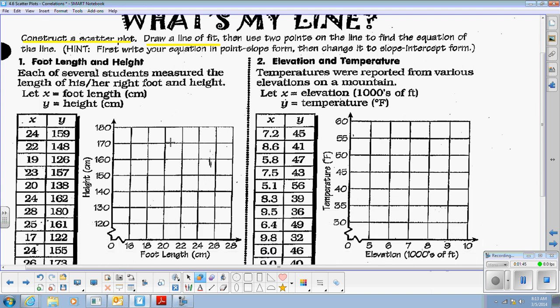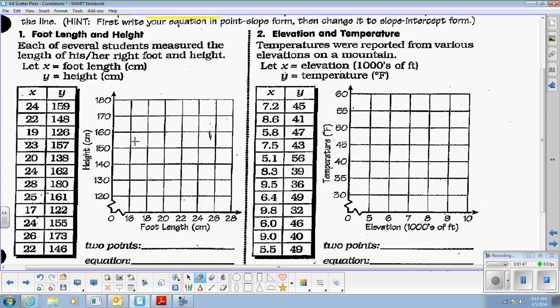Again, you're going to be plotting the points now. There's not too many points to plot here, but it's a foot length and height. Each of several students measured the length of his or her right foot and their height. Let x equal the foot length. Y is the height. So again, as you go through, these are coordinates, and I'm going to plot them x and y as the t-table shows. And then I'm going to determine is there a correlation. And if there is, we'll draw in a line of fit.